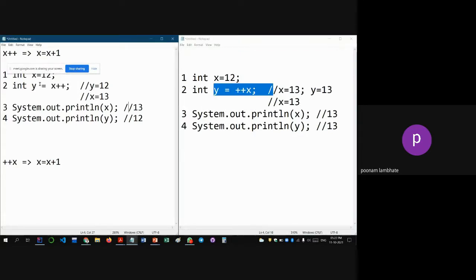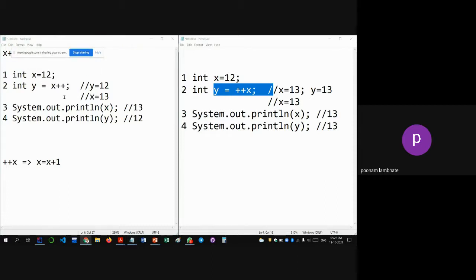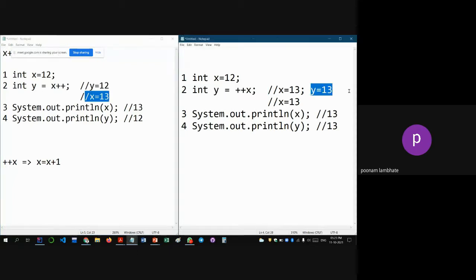But in post operation, whatever the current value of x is, that will get stored first inside y. And afterwards, post means afterwards, you will increase the value of x to the new value. So as you can see, here y is equal to 12 and x is equal to 13. But here y and x both are equal to 13. Is it clear now?